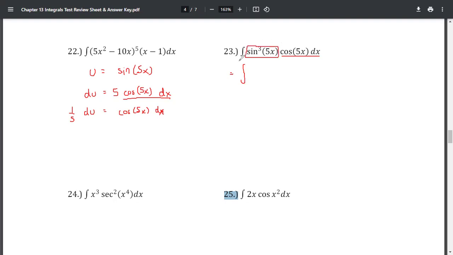This is sine cubed of 5x. So what is that in terms of your substitution? Where do you see sine 5x? I see sine 5x in the u. Yeah, so isn't this just u cubed? Right. What is cos 5x dx? Where do you see it in your substitution?